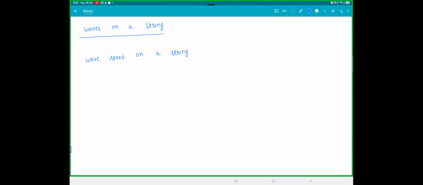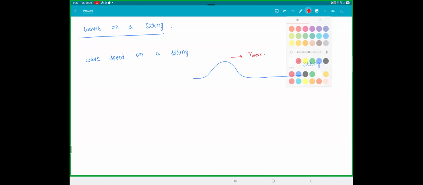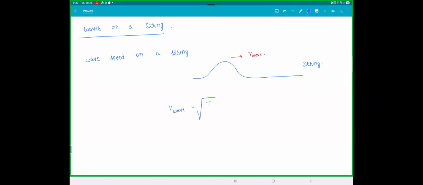So this is the wave speed on a string. So if you take a string and if you generate a pulse, how fast this pulse will travel will depend on the tension. So this is the main formula which you need to write down. V wave is equal to root over T by mu. T is the tension in the string. So if the string is very tight, it will go faster.